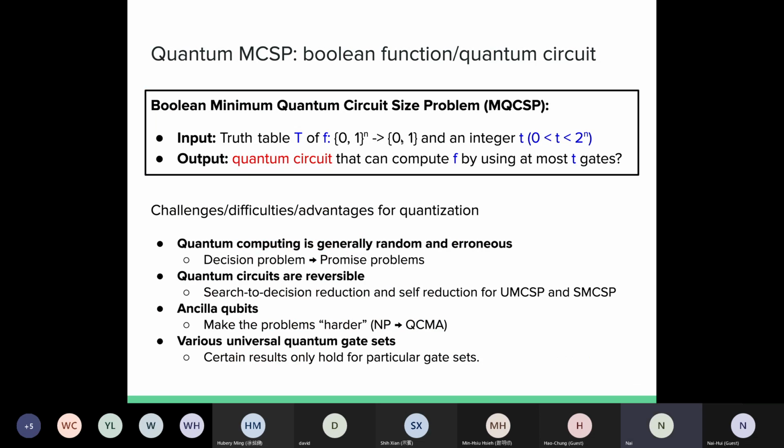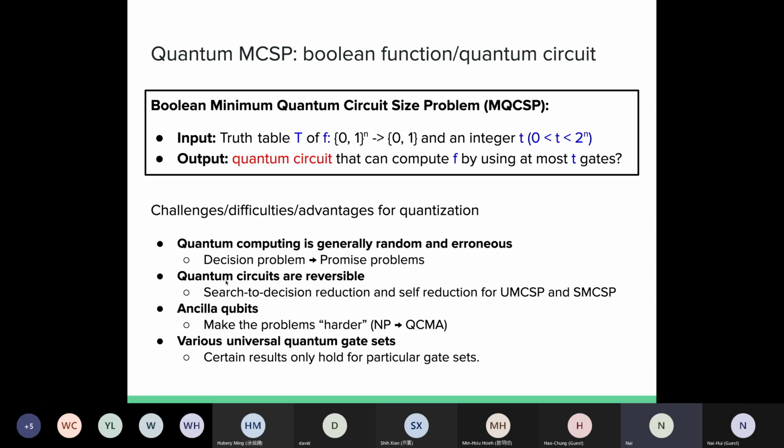So let me just tell you some challenges, difficulties, or advantages when we want to do quantization of these problems. So first, quantum computing, as someone just said, is generally random and erroneous. So when you want to define this problem, you cannot just define it as a decision problem in this form. You need to define it as a promise problem.